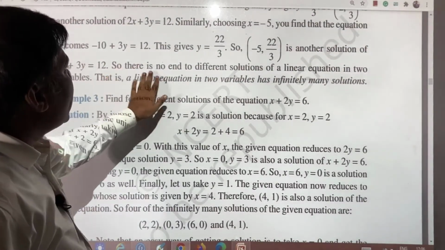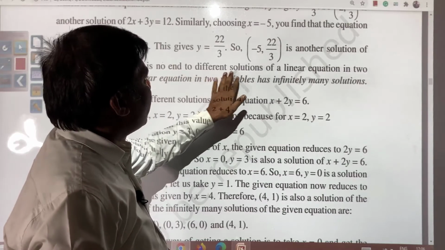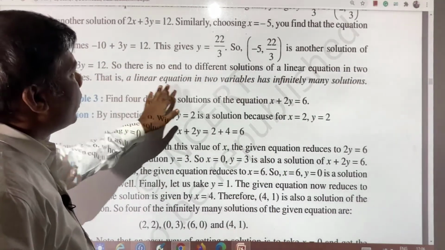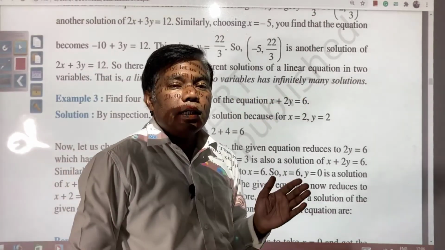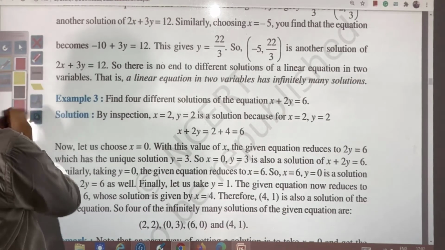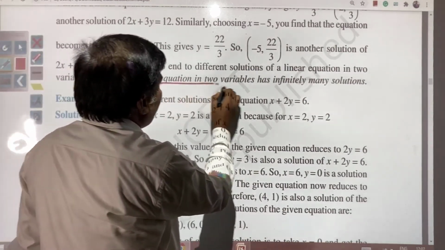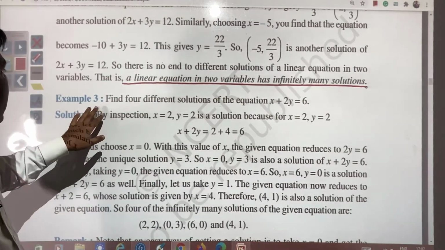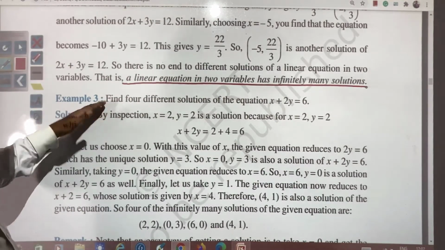And so, there is no end to different solutions of a linear equation in two variables. That is, our linear equations in two variables have infinitely many solutions. If a linear equation is there of two variables, then it will be having many solutions, infinitely many solutions. Here you have one example.